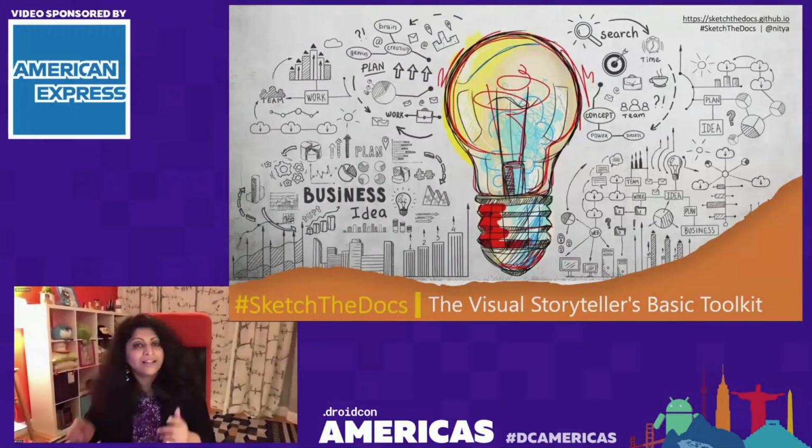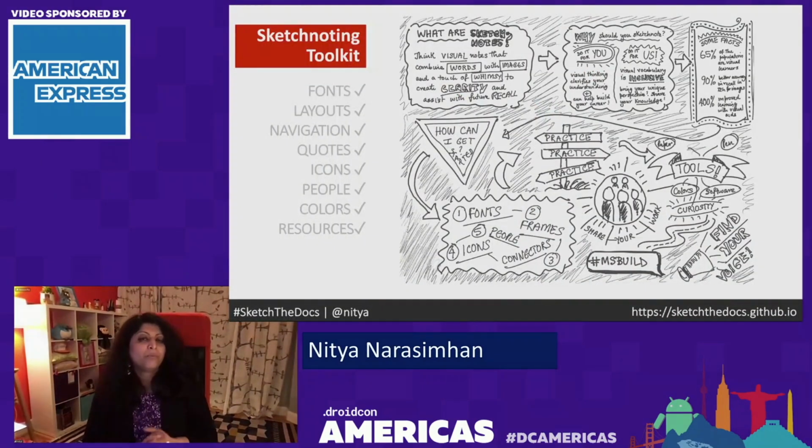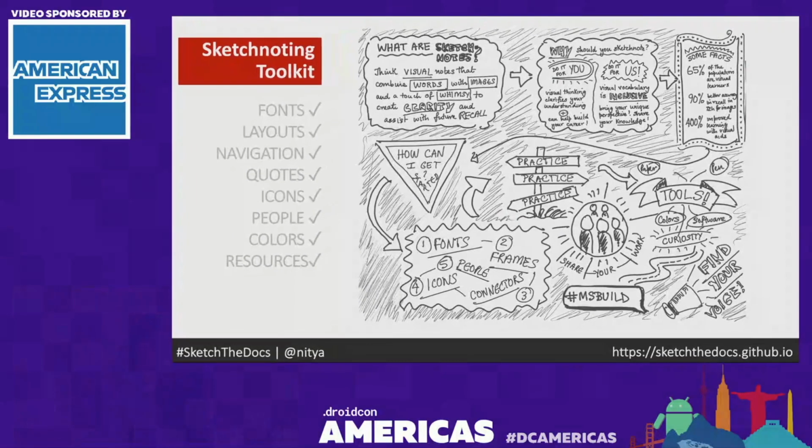How do you do that? That's where we're going to get to the meat of our talk, which is your visual storyteller's toolkit. Here are things that you can learn and try out, maybe even as we go, to get you started on knowing how to do different visual elements. So what are we going to talk about? We're going to talk about fonts, layouts, navigation, quotes, icons, people, colors, and resources. And if you are a mobile or web developer, a lot of these should be very intuitive to you. But I also want to map it to what you're seeing on the right side, which is an example of a sketch note, right?